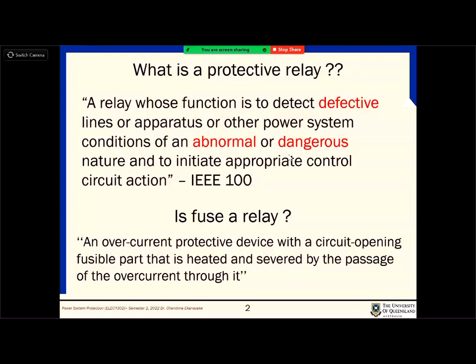Those sort of devices are there. They are more powerful than fuses, right? So the fuse is, of course, still useful, especially at the distribution transformer levels.